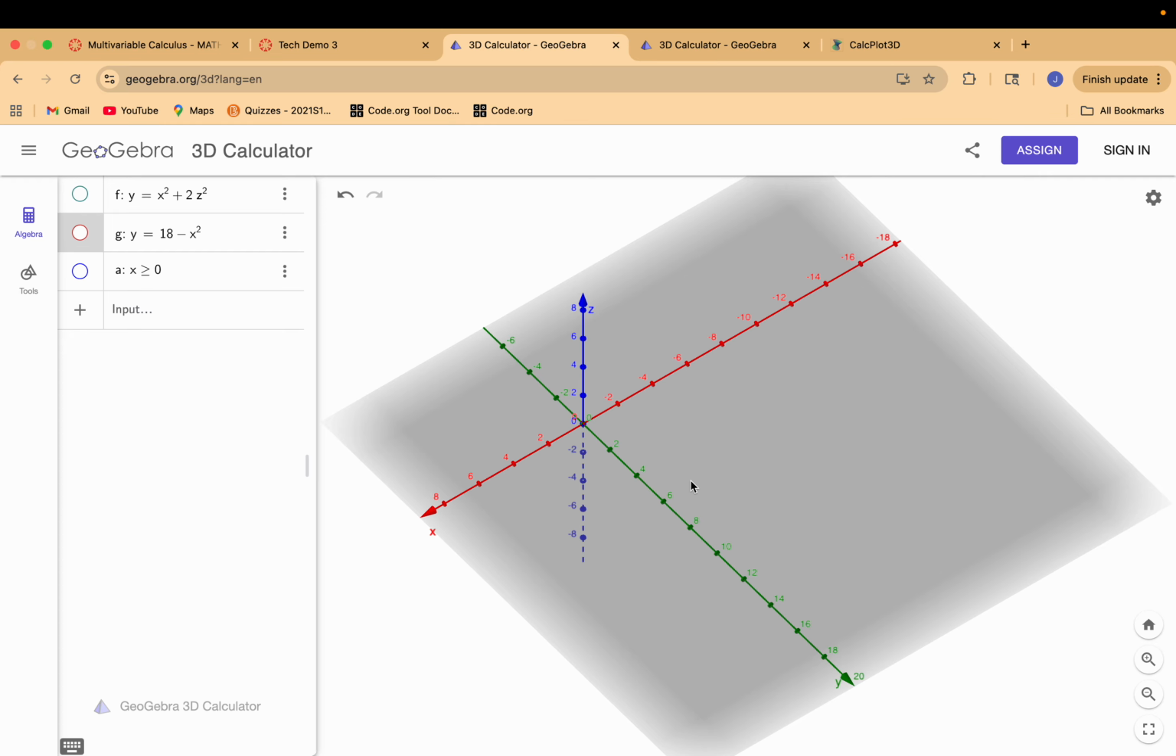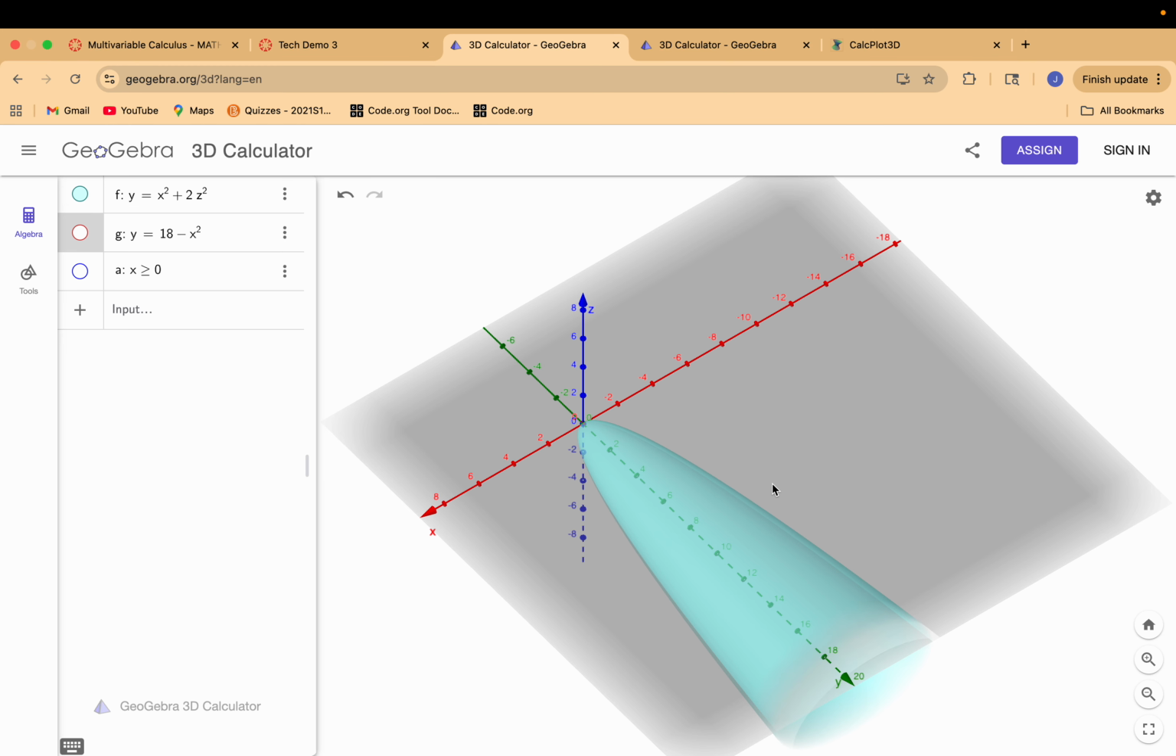For our first problem, we are tasked with graphing the region between two different functions. Our lower bound function is y equals x squared plus 2z squared, so y has to be greater than or equal to this function right here. I'll be using GeoGebra, a different software. It's just easier to visualize our first two problems.